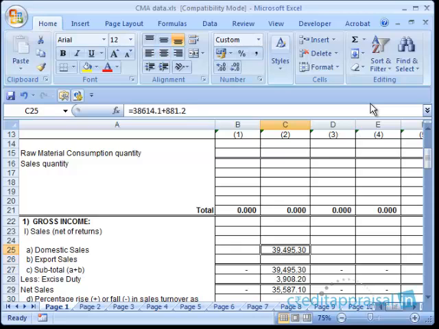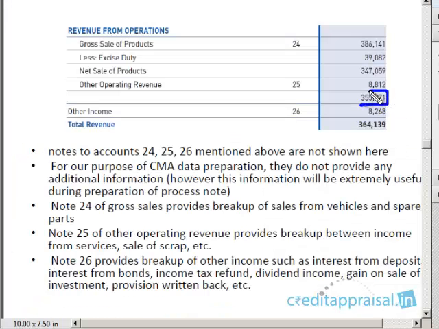This is the total of the sale of vehicles and spares, and this is the service fee, sales and sale of scrap and other related operational income, right? So this is the total income, this is the excise duty, and this is the net sales. You can see this net sales, which is formula driven, tallies with the figure available in the actual P&L account, 35587. So 35587, right? So we have completed till here.